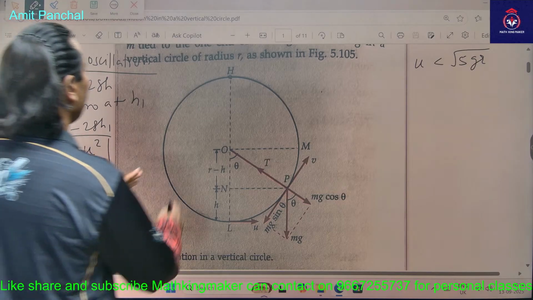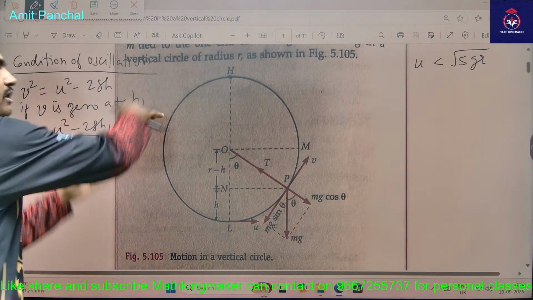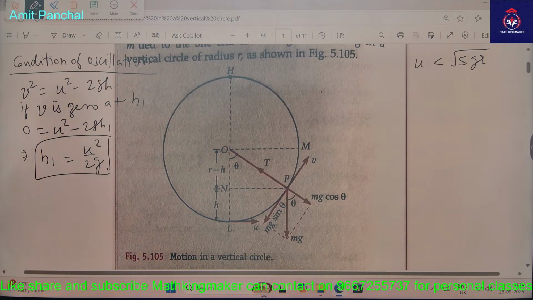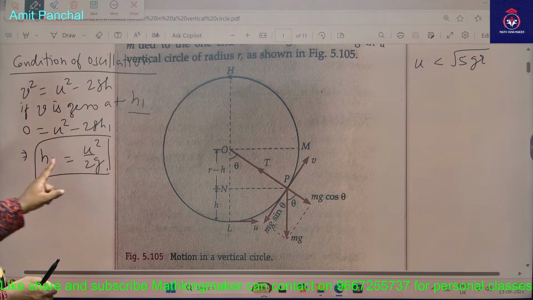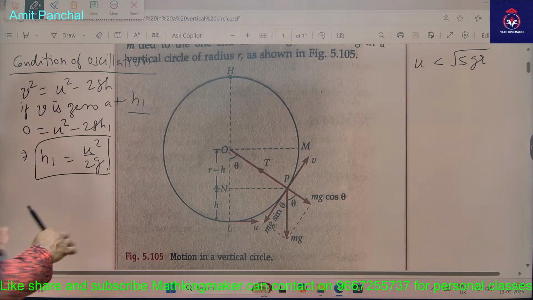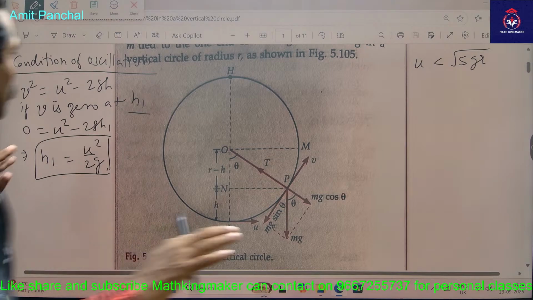Suppose before going to the highest point, its velocity becomes 0. Before going, it becomes 0. It can happen. So we just put 0 into v. If we put 0 into v, with height as h1, your height will be u square by 2g. That means at this height your velocity will be 0. Now we think of another scenario in which your tension is becoming 0 at height h2.